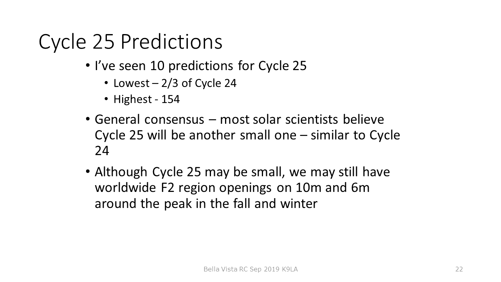But remember, although cycle 25 may be small, we may still have worldwide F2 region openings on 10 and 6 around the peak in the fall and winter months. So we'll just have to wait and see. We could be a minimum 4 years away from a solar cycle peak. It depends how long this solar minimum goes.